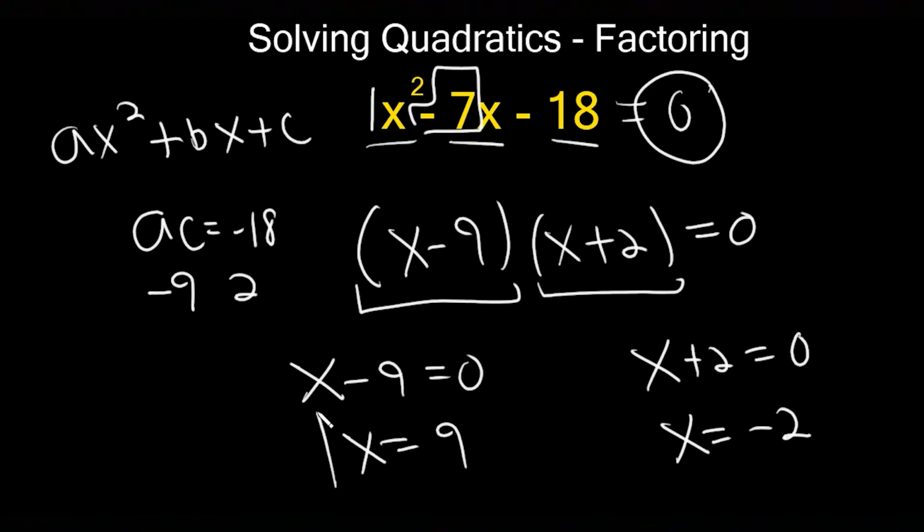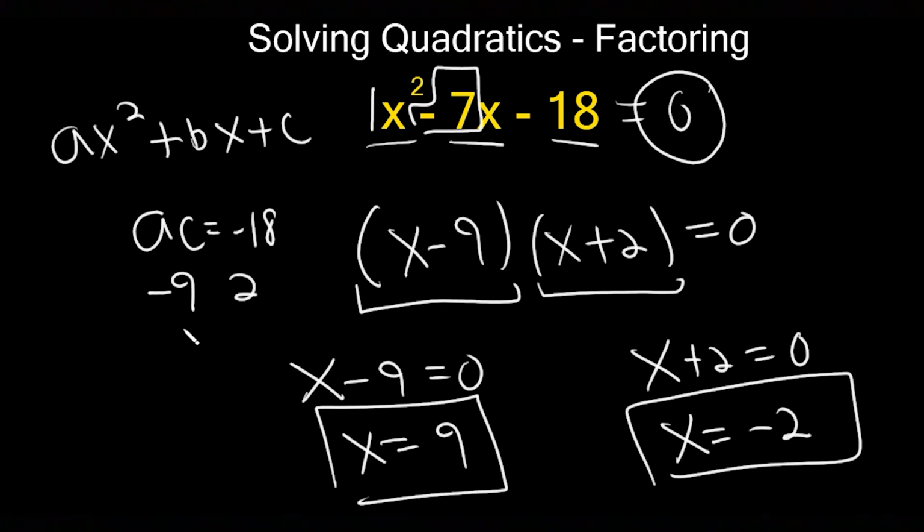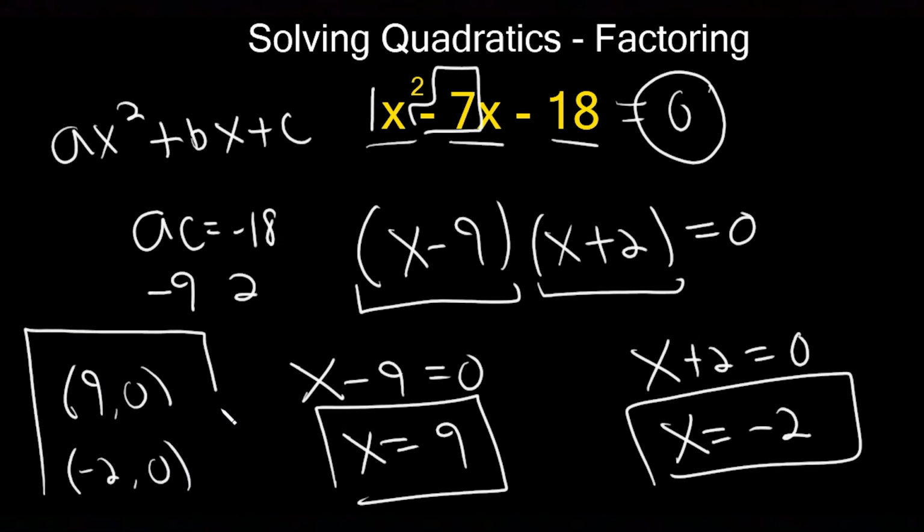So you could write it like this, that's fine. X is equal to 9, x is equal to negative 2. But you could also write it as a point. So for example, one solution would be 9, 0, and then the other solution would be negative 2, 0, right? Because they're actually points where, again, this quadratic is going to be intersecting the x-axis.